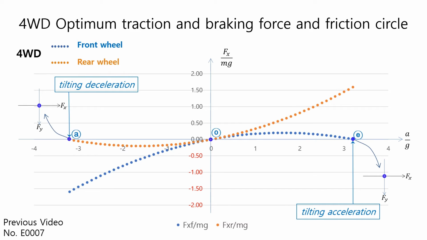Point O indicates constant speed driving without traction or braking. Point A indicates when the rear wheels come off the road due to braking, and point E indicates when the front wheels come off the road due to traction. When the wheel comes off the road surface, the friction force disappears and becomes zero, and points A and E become friction points, not friction circles.